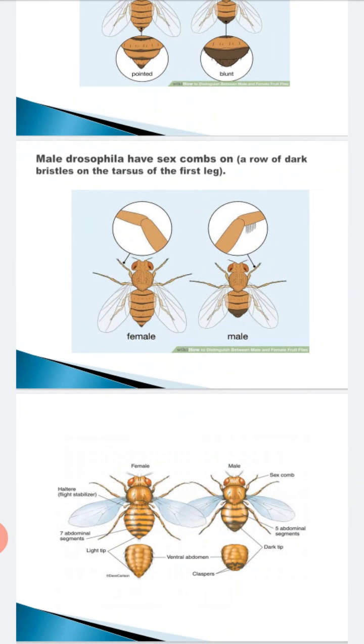The males have a blunt abdomen, the females have a pointed abdomen. The females are larger in size, the males are smaller in size. The male bears the sex combs, which are absent in the female. Here you can see the claspers in the male, and these are absent in the female.